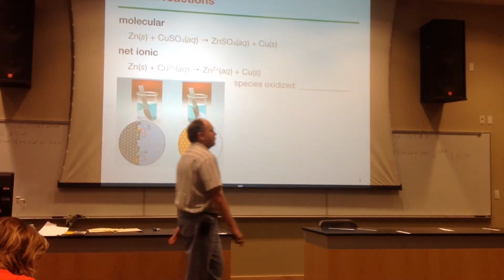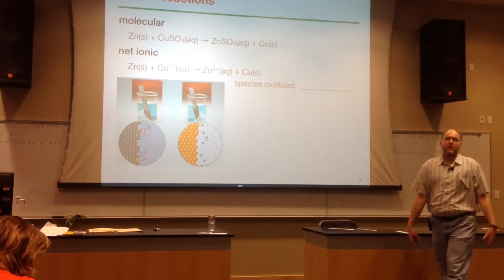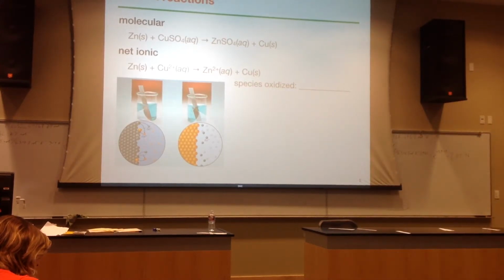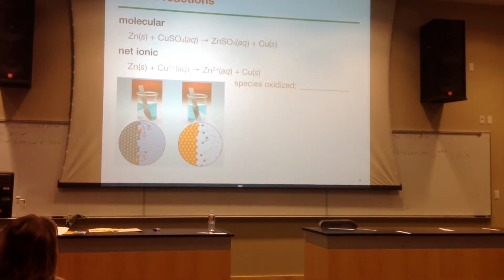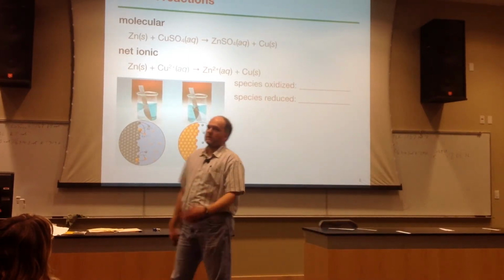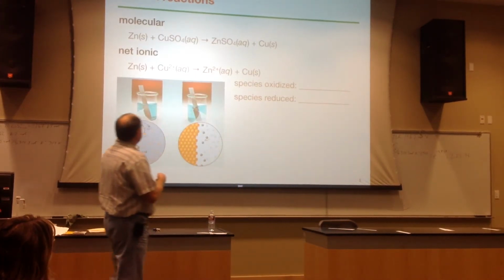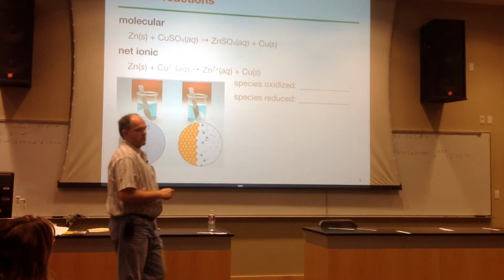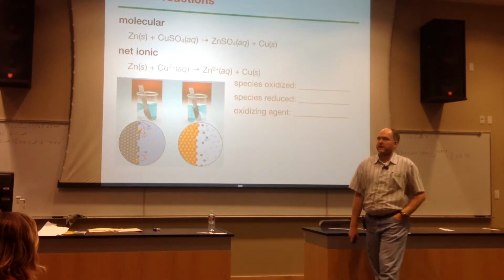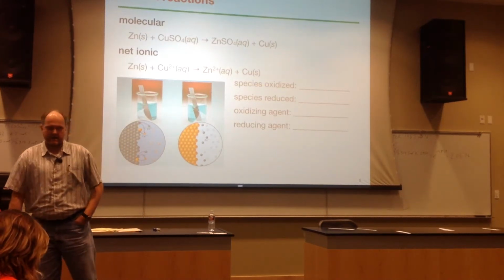What is being oxidized? What is losing electrons? Well, if it's losing electrons, it's going to be getting a more positive oxidation number. What's getting a more positive oxidation number? Zinc. Okay? So what's being reduced? Copper. Now, if you need to remember it this way, I am reducing my oxidation number from 2 plus to 0. It's being reduced. What about the oxidizing agent? What's the oxidizing agent? Again, copper. And then the reducing agent will be zinc.